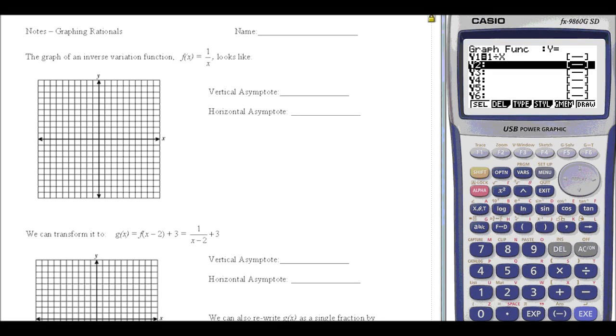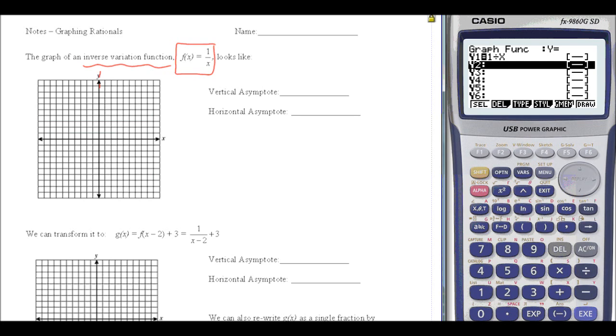In this video, we're going to be taking some notes on graphing rational functions. In order to do that, we're going to start back and remember the graph of our parent function, our inverse variation function of y equals 1 over x, or f of x equals 1 over x.